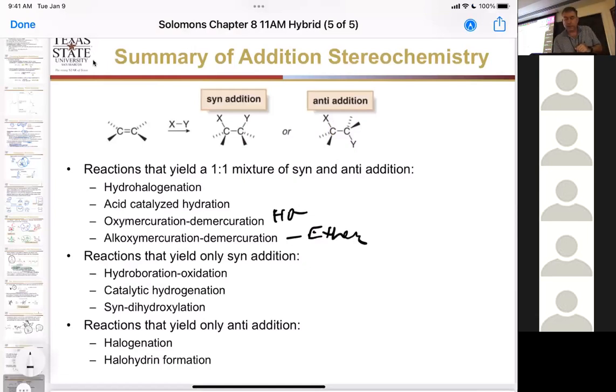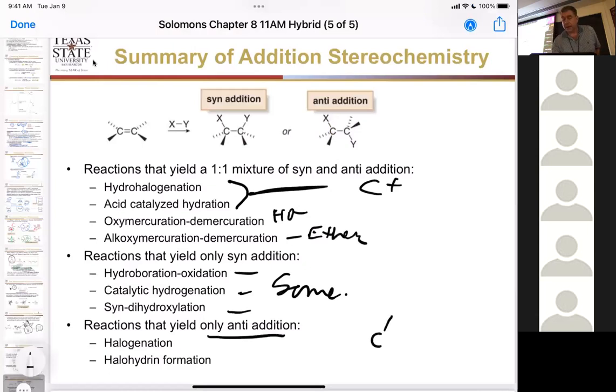And then let's look at things that only give anti-addition. Halogenation and halohydrin formation. So if we break this down, this is because of carbocation. Okay. This is because it adds across the double bond all at the same time. So that it has a different transition state. And this one is anti because we form our intermediate that blocks one side or the other of the alkene. And so we always get anti-addition. It has to come in from the bottom.